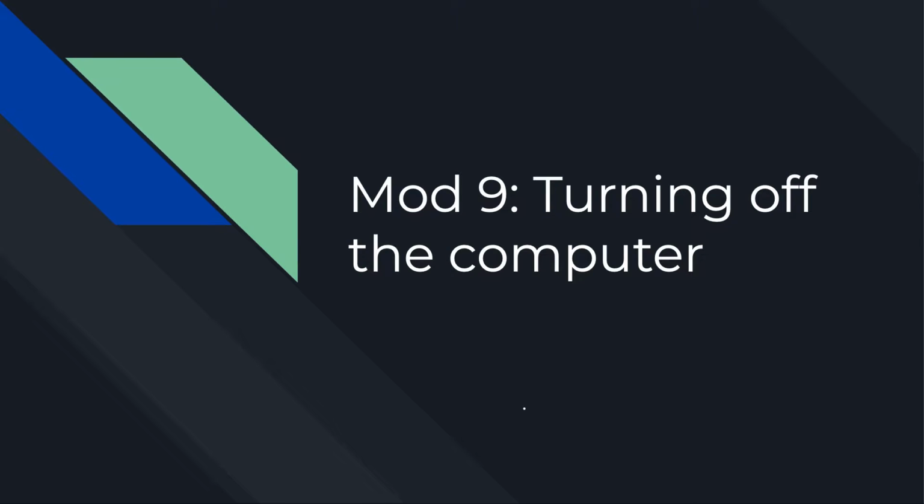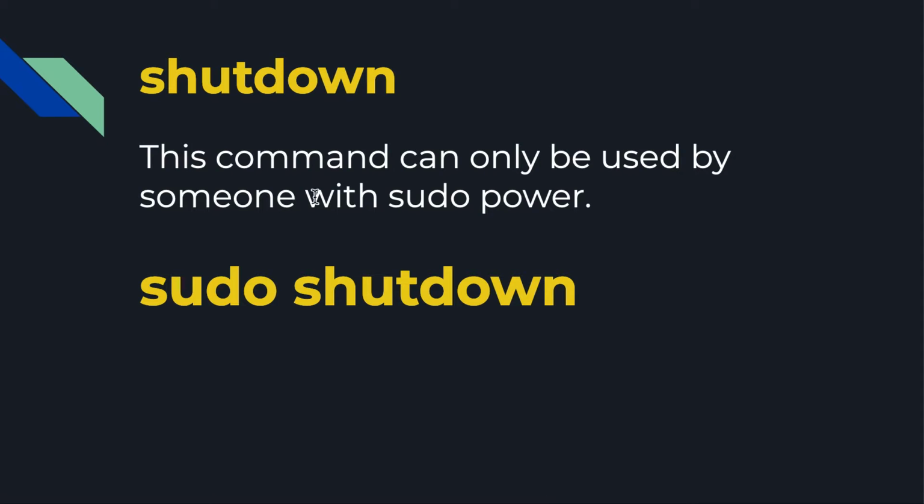In this video, we want to look at how to correctly turn off a Linux machine. Now, this is quite obvious if you're using a graphical user interface, but if you're using a command line interface, you don't have a button to click on. So the command we're going to use is sudo shutdown.